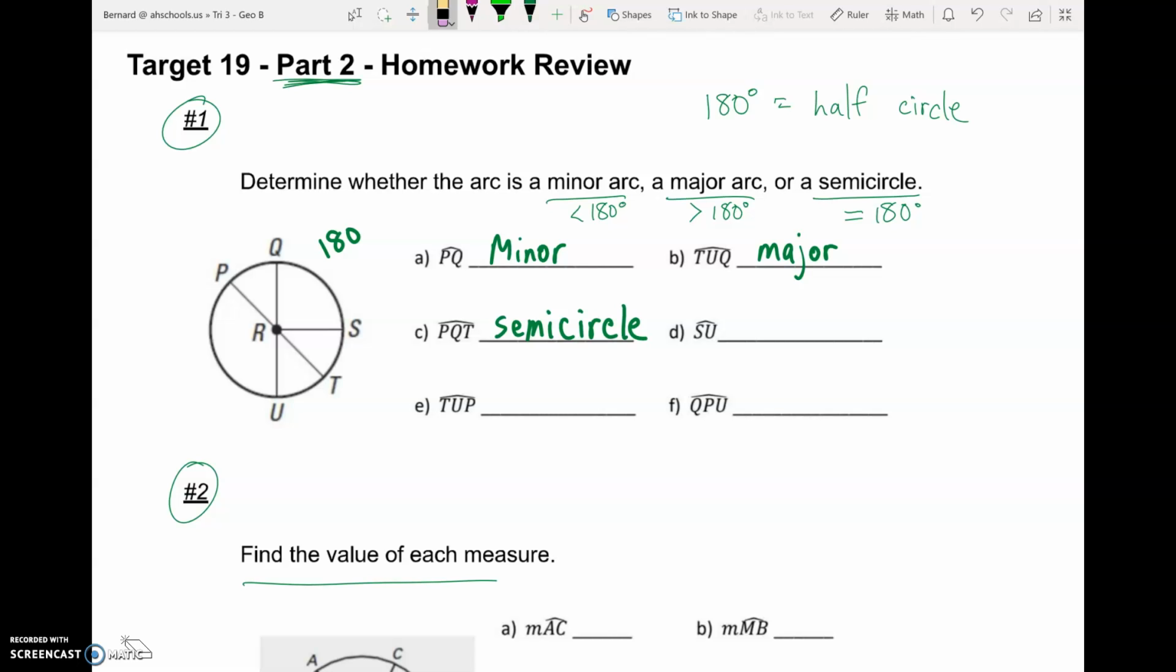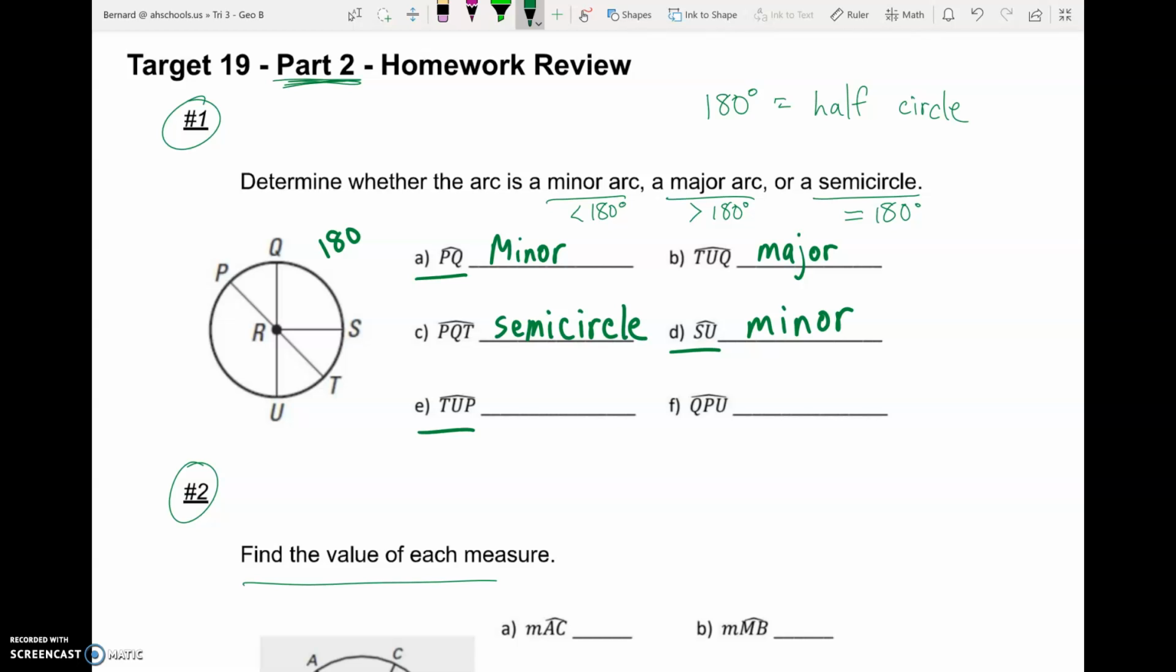SU, so from S to U right there. Definitely less than half the circle, that's a minor. Just remember a real quick cheat to recognizing minor arcs. Minor arcs can be labeled with 2 letters, so every single one of these that has 2 letters has to be a minor arc, right? The others, major and semicircles, need 3, so we have to do a little bit more digging to figure that out. But again, just 2 letters, automatically a minor arc, and it's going to be less than half the circle.